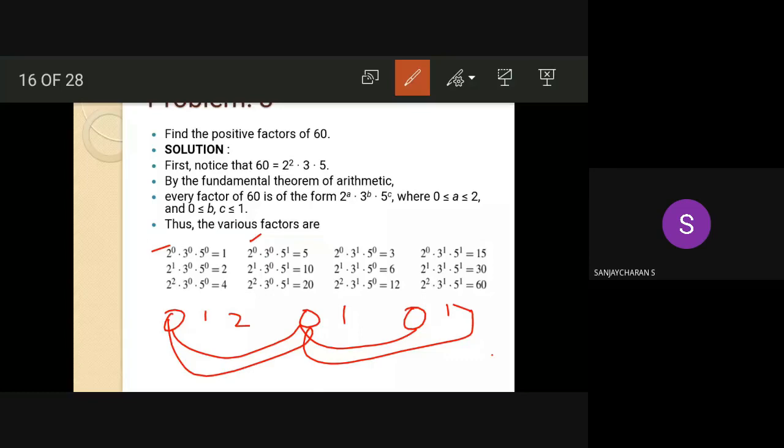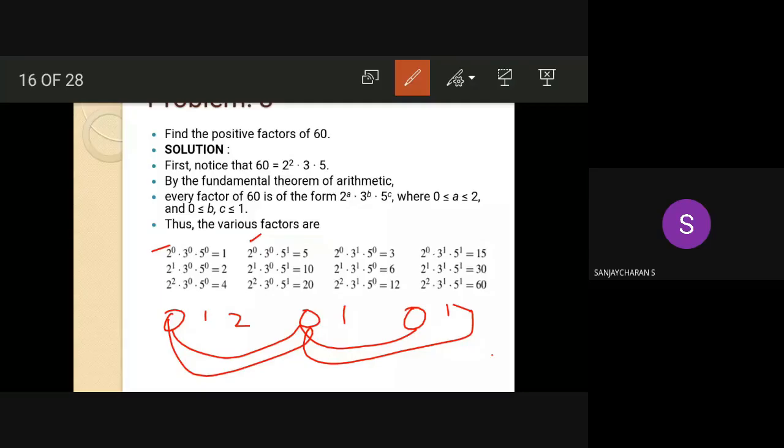The next collection is 0, 0, 1. That is 2 factors. Then the next one 0, 1, 0, and next one 0, 1, 1. After that the 0 is over. Using 0, I can write 4 factors. Now by using 1, I am going to write 4 factors.